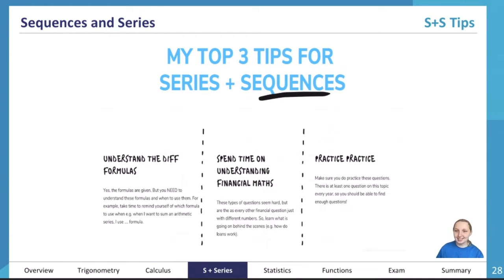So going along with that, and like every other topic, key here is practice. Just in case you thought you didn't have to practice, key tip would be practice. So make sure you do lots of practice questions. For financial maths, there is always at least one question on it in every single paper, every single year. So you should be able to find enough questions to practice. And like I said, the questions do tend to be super similar for annuities and for loans. So learn to recognize patterns in questions, and you will be good to go to answer any particular questions on sequences and series and financial maths.